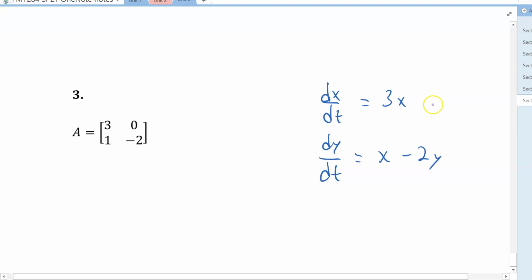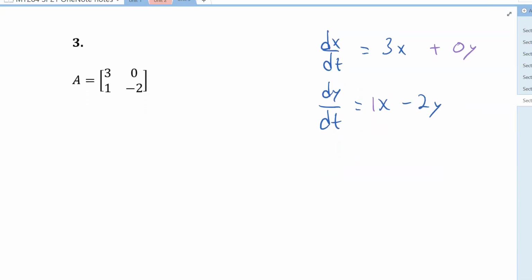I've got the system written over to the right side there. But again, there's no y in the first equation, so of course the coefficient is 0 there. There's no coefficient in front of x in the second equation, so that coefficient is 1. So we can see those numbers 3, 0, 1, and -2 in our coefficient matrix. Now let's go through our steps like we've seen in our previous recordings for this matrix here.